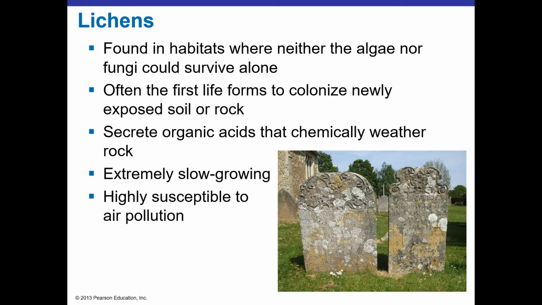Here we see a picture of lichens growing on some cemetery stones, but this is one of the other unfortunate side effects of these lichens. They can actually chemically weather rock, but that rock doesn't have to be out in nature. It can be tombstones and monuments or buildings because they secrete organic acids that cause this weathering. Lichens are extremely slow growing because they are found in nutrient-poor environments, and they are very susceptible to air pollution and are often utilized as a way to measure air pollution in employed tests.